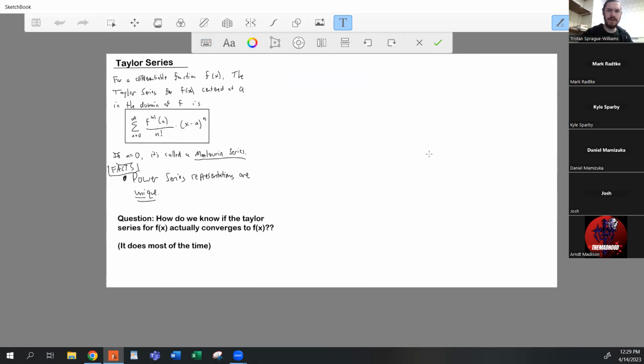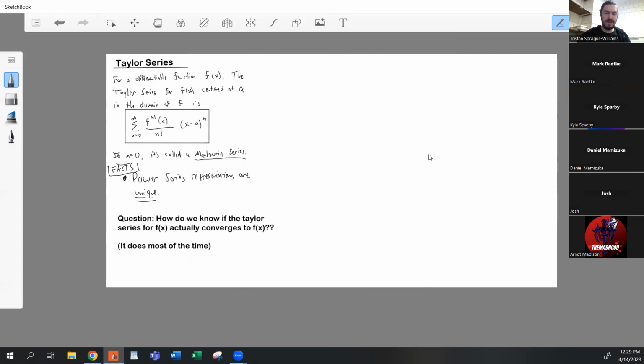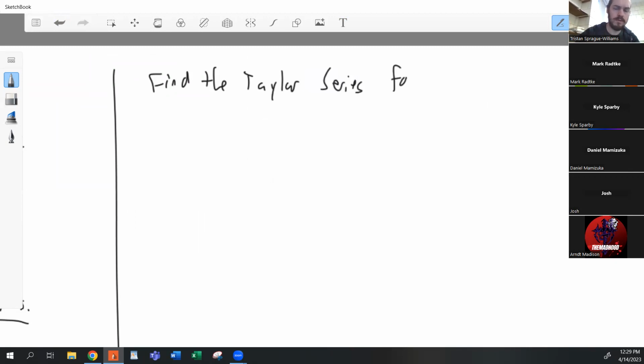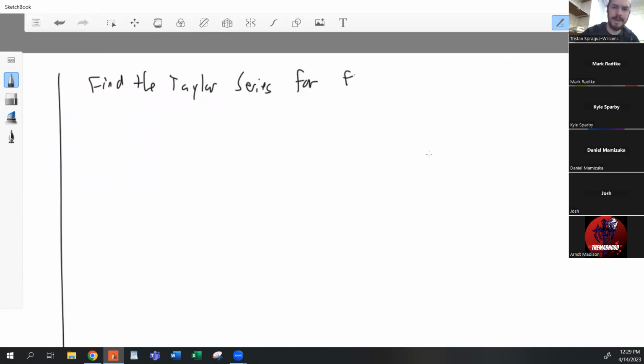I want to address that question a little later. For now, let's practice actually finding some Taylor series. So first off, let's find the Taylor series for f of x equals e to the x, centered at 0. Okay.